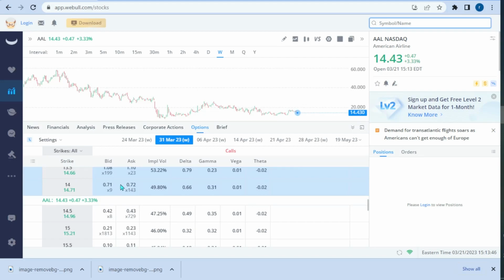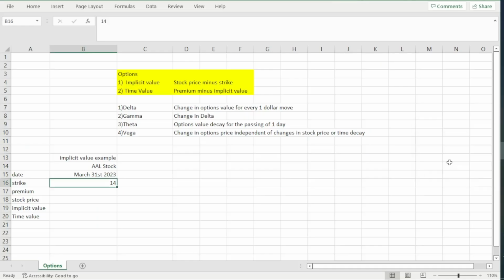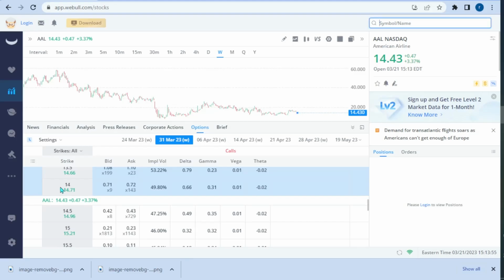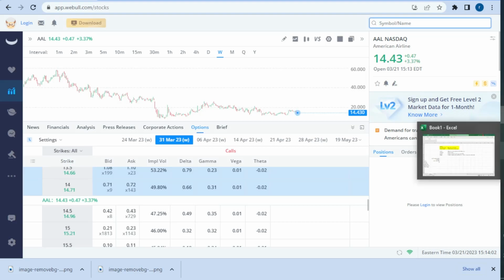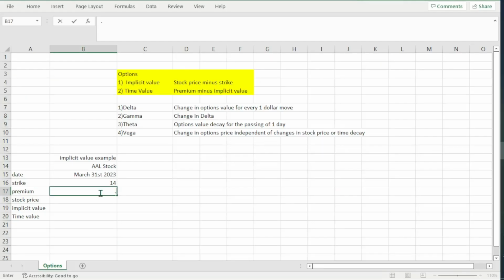Let's look at our formula. Our formula says exactly that: stock price minus strike. So what is our premium? Let's go back and look at that. Our premium is somewhere between 71 cents and 72 cents, so let's just call it 71 cents and input that: 0.71. Always keep in mind that when we're looking at options contracts, this 0.71 is actually $71, because one options contract represents 100 shares. What we're looking at here is on a per share basis.